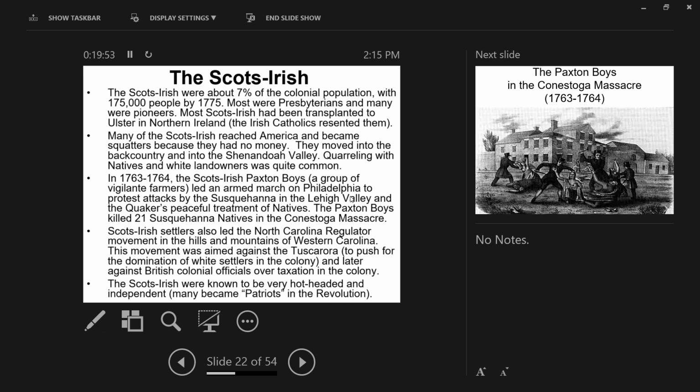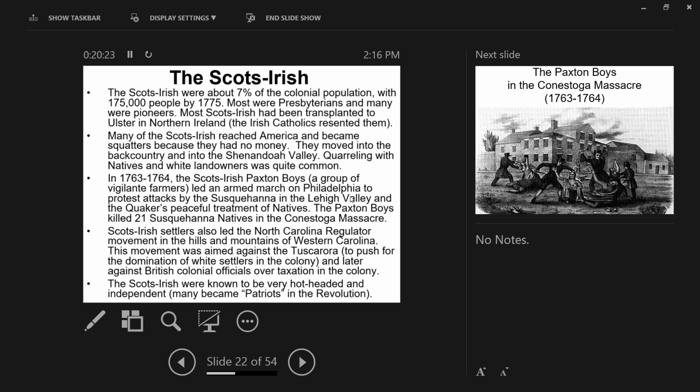Scots-Irish settlers were also part of the North Carolina Regulator Movement, which was a war that was fought against the Tuscarora, who would be defeated and ultimately moved north. Those that survived would join the Iroquois. And later, down the road, this group of Scots-Irish are going to battle the British in Carolina over tax collection. This is kind of insane when you think about it.